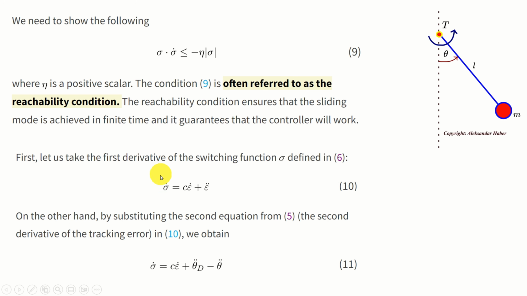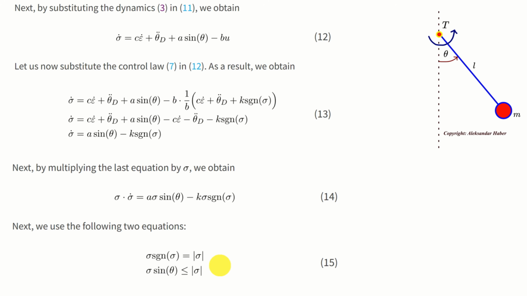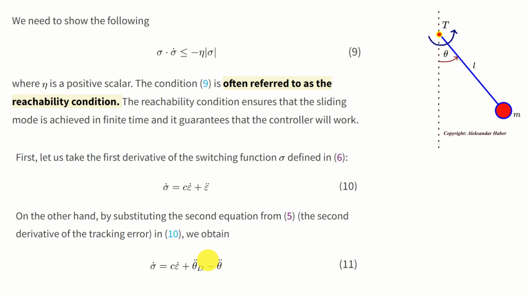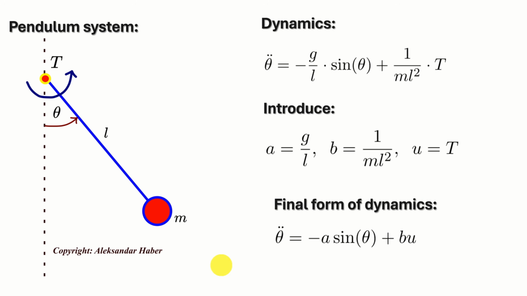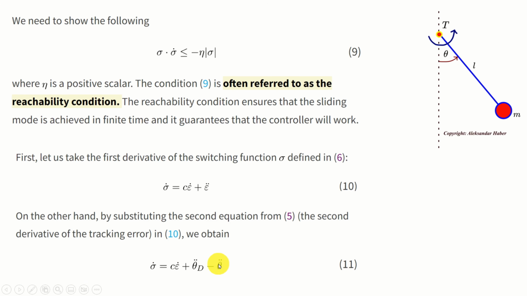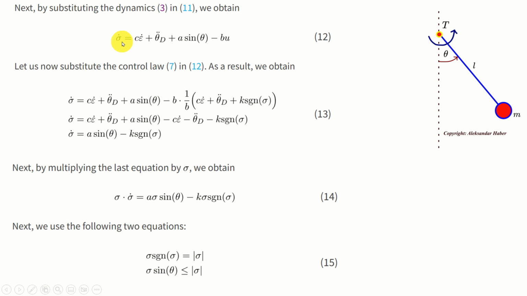First of all, let's take the first time derivative of our switching function. As the result, we obtain this equation. On the other hand, we can simply substitute the expression for the second derivative of the tracking error in this equation, and we will obtain this equation over here. Then, if we substitute the dynamics in this equation, that is, if we substitute theta double dot by the expression for theta double dot given over here, and we substitute it over here, we will obtain this equation. And now you can see that our dynamics appears.